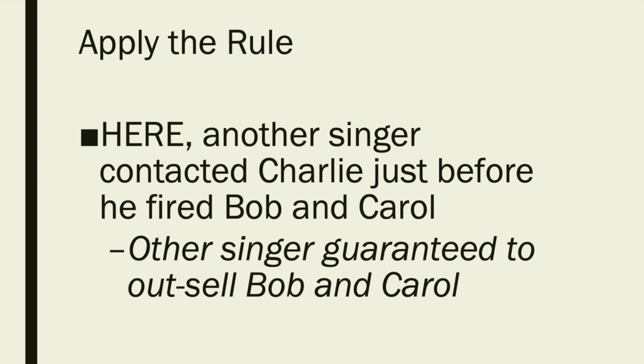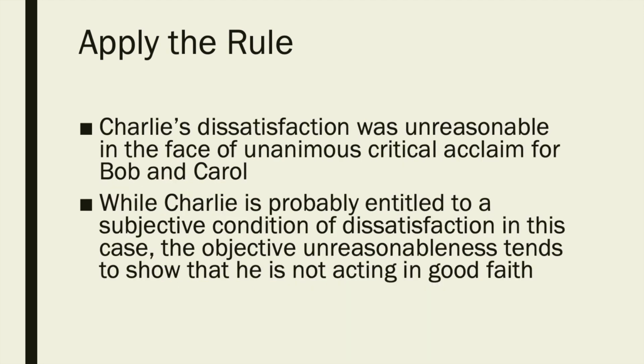What are the key facts that have to do with Charlie's good faith? Here, another singer contacted Charlie just before he fired Bob and Carol. The other singer guaranteed to outsell Bob and Carol. This should be troubling. This should be concerning to us because this might show that Charlie had a bad reason to fire Bob and Carol. He liked their music, but he wanted more money. That's what that fact was in the fact pattern to do, to bring us to this point.